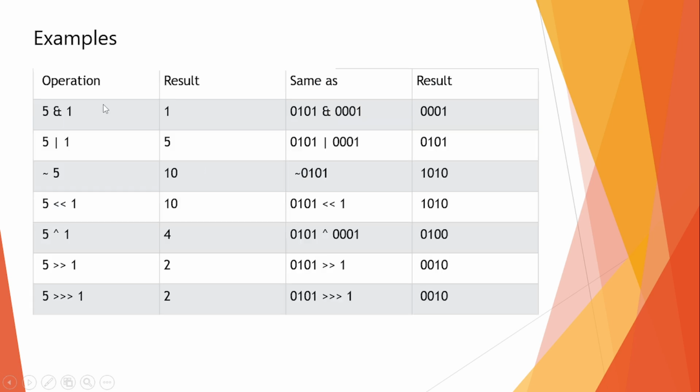For example, we can see 5 AND 1 result is 1, the same as 0101 AND 0001, and our result will be 0001. 5 OR 1, our result will be 5, the same as 0101 OR 0001, so our result would be 0101.